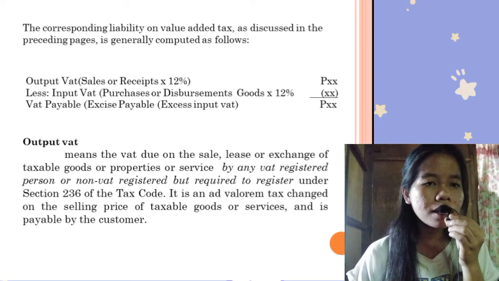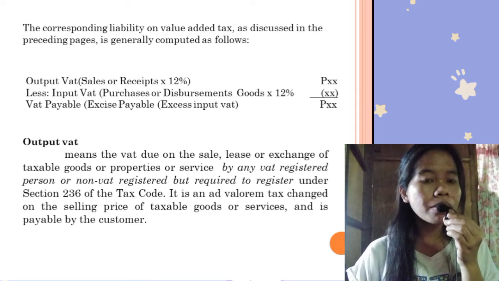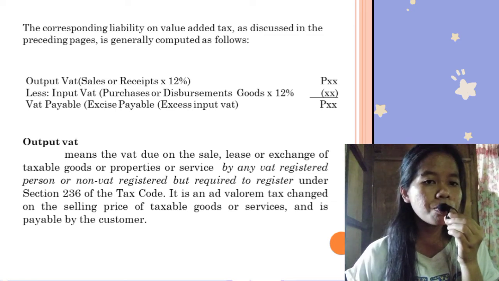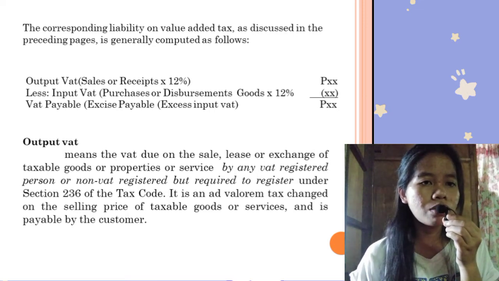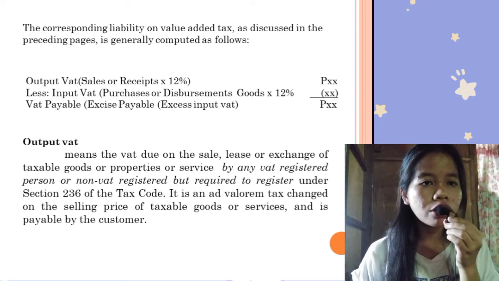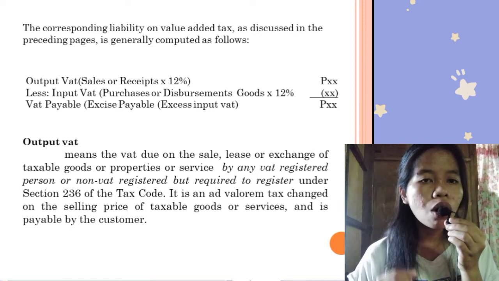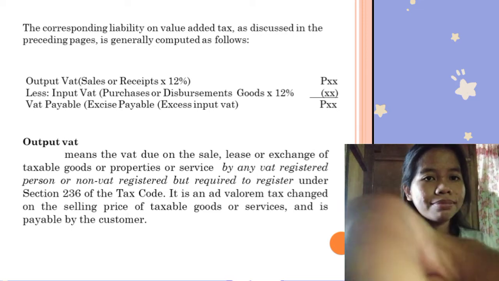Output VAT means the VAT due on the sale, lease, or exchange of taxable goods or properties or services by any VAT registered person, or non-VAT registered person but required to register under Section 236 of the tax code. Output VAT is a VAT which you must calculate and collect when you sell goods and services, provided that you are registered for VAT. It must be calculated both on sales to other businesses and sales to ordinary consumers.